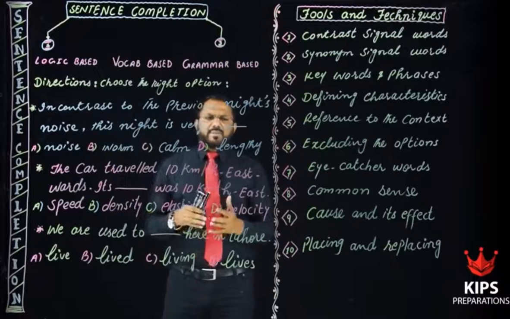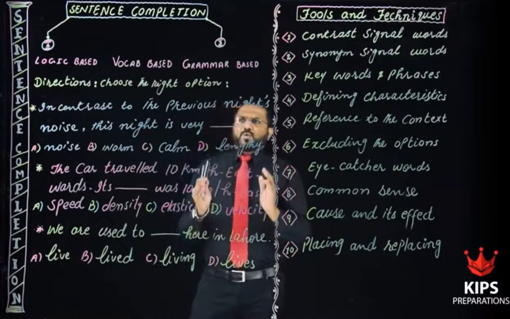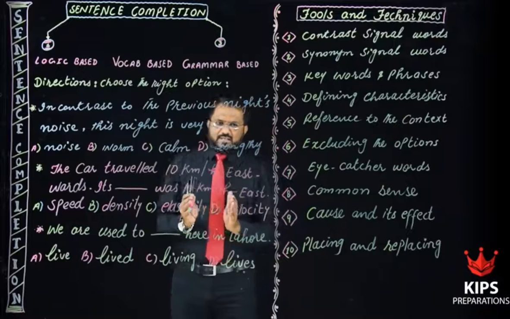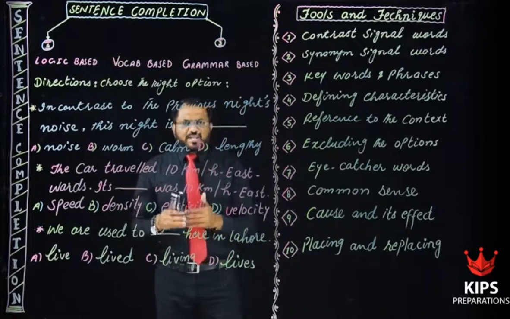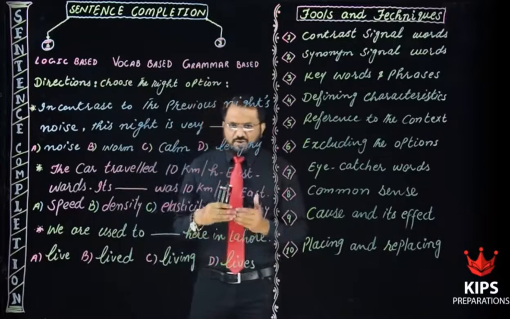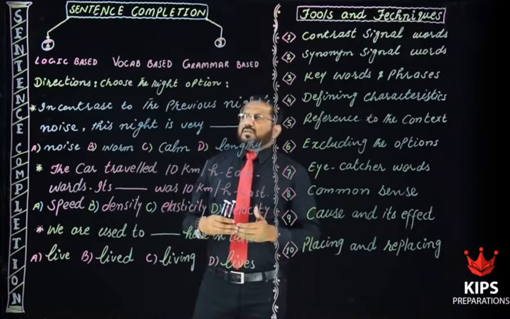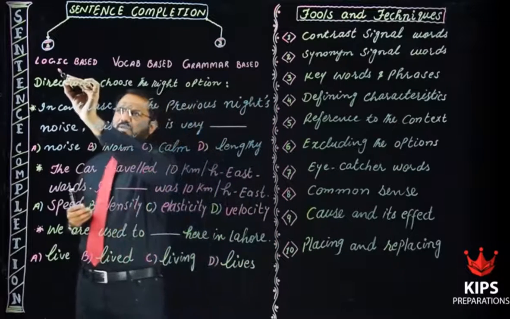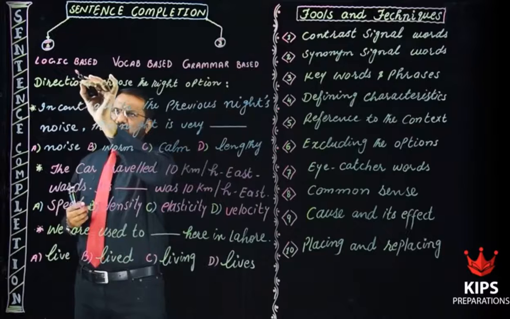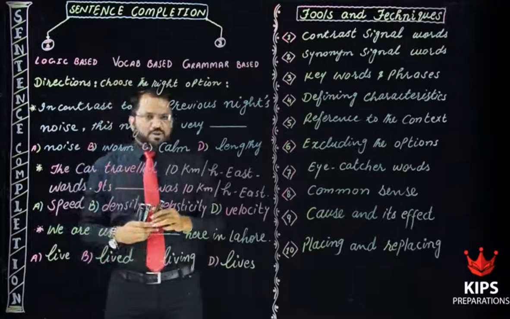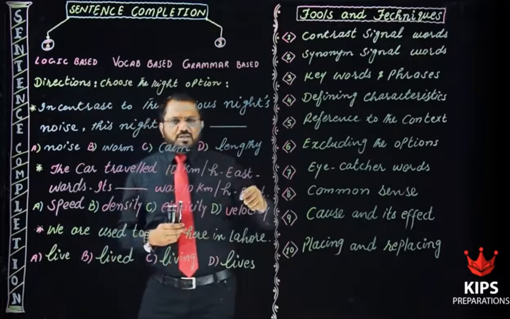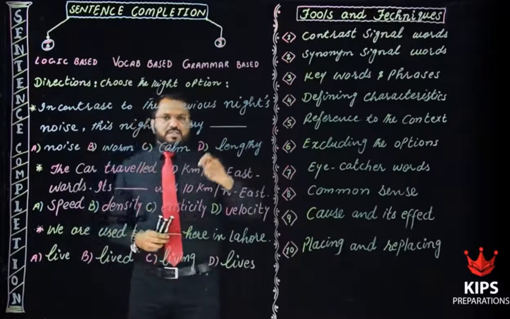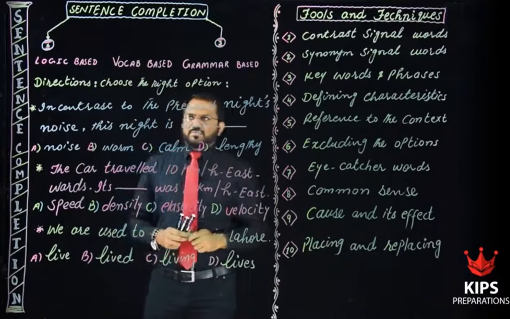Depending upon the nature of the question, we can divide it into three types. There are three types of sentence completion questions which can be asked in different entrance tests. For example, the first type is sentence completion logic based. A sentence is left blank on the basis of some logic, and the students are required to reach the answer on the basis of the logic that is involved in the sentence.